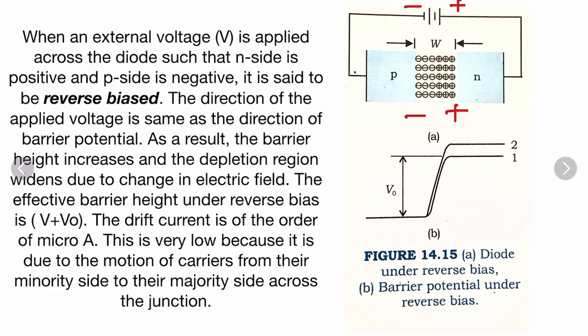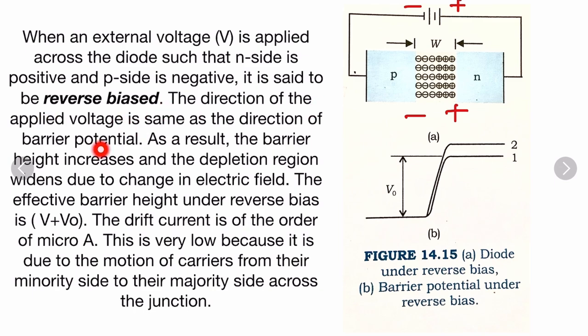Therefore, the width of the depletion layer increases, and the height of the barrier potential is also increased. Now let's see, when an external voltage V is applied across the diode such that the N side is positive and the P side is negative, it is said to be reverse biased. N side is positive, P side is negative, then it is called reverse biased.